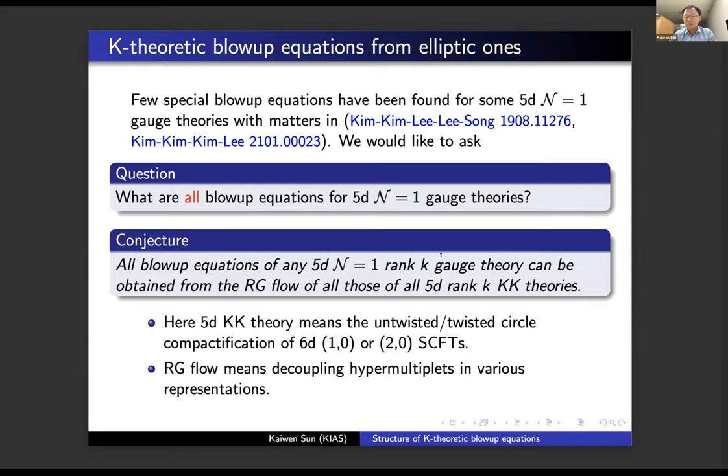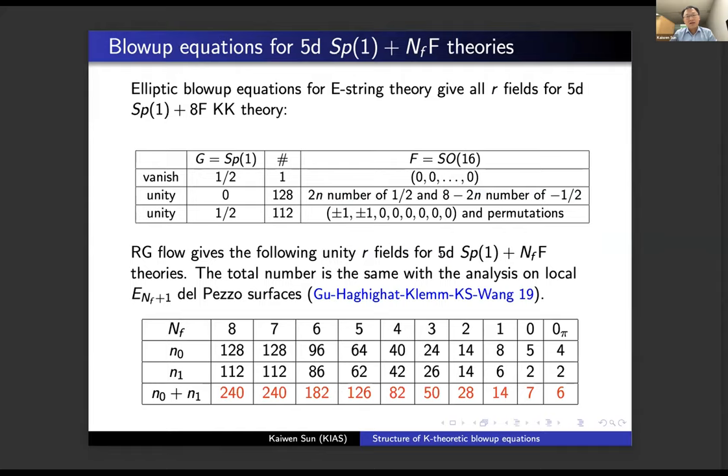And here I just hope to show you one simple example, which everyone is familiar with. This is the 5D Sp(1) theory with several fundamentals, or SU(2), if you will. We know that in 5D, the SU(2) theory can carry at most 8 fundamentals. This is a 5D compactification of the 6D E-string theory, which is a (1,0) 6D SCFT. And we found that from the elliptic blow-up equations of the E-string theory, we can get one vanishing blow-up equation and 240 unity blow-up equations.